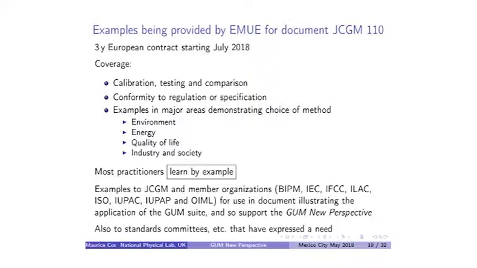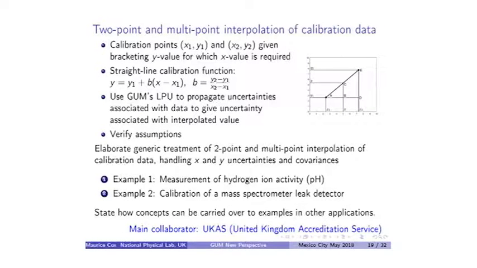As I said earlier, many practitioners learn by example, and that's why we think this is going to be an important document. We're going to provide, through this European project, the examples to the JCGM for their guides and their member organisations, and you can see the list of member organisations, very important bodies, using our documents. Indeed, 10 ISO committees are participating in this project, and so they'll improve their standards by means of this project. I'm going to run through quickly a few of the examples we intend to include.